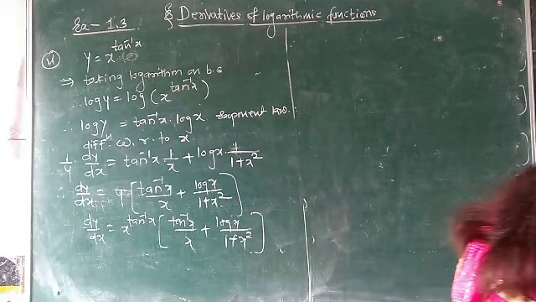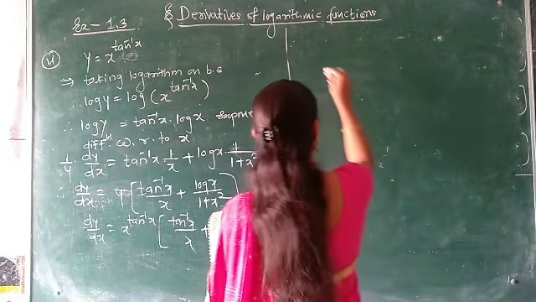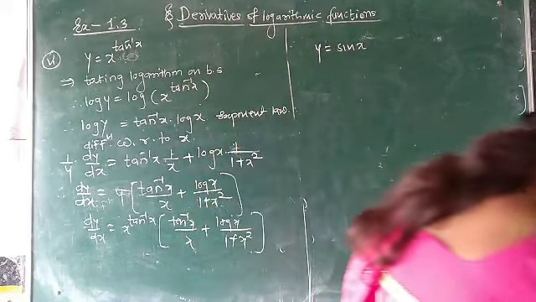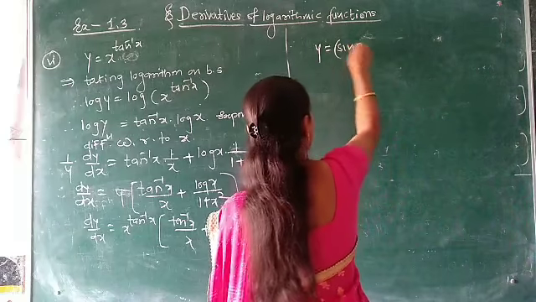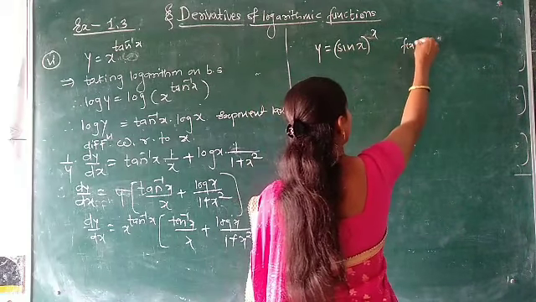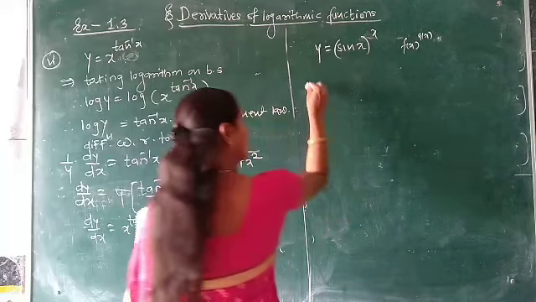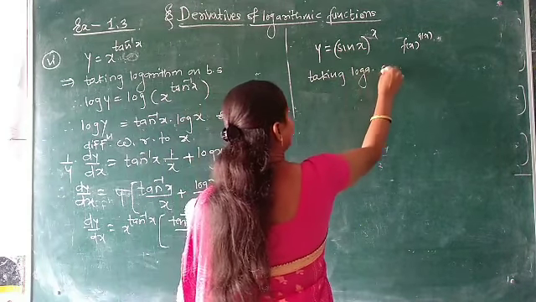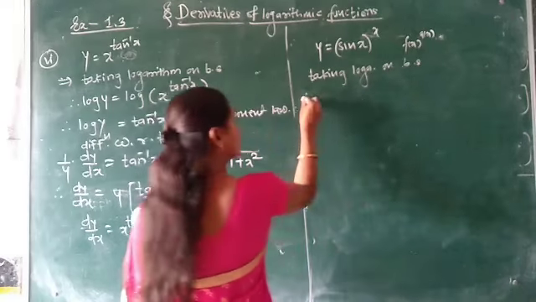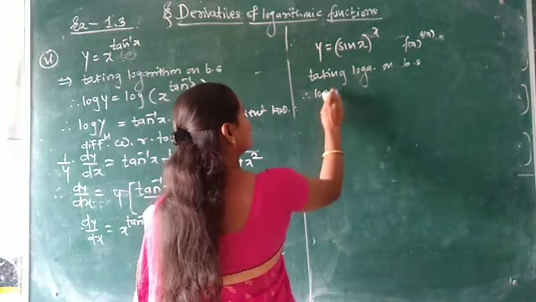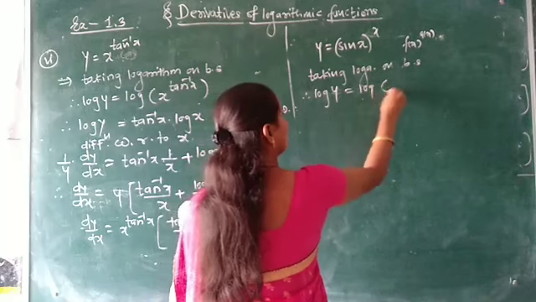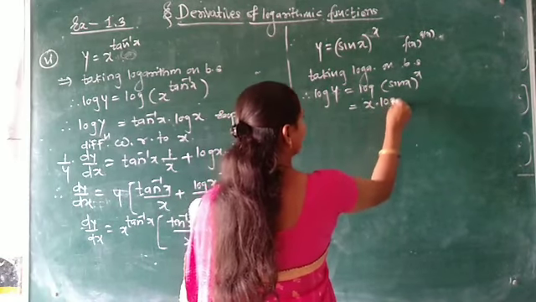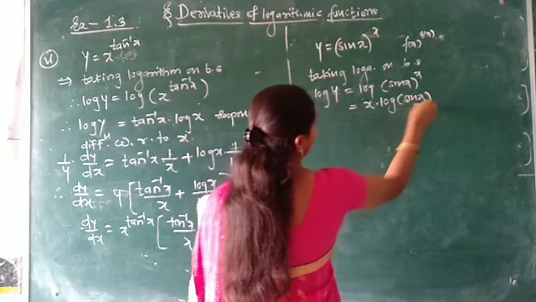Notice question 7 here, that is sin x raised to x. (sin x) whole bracket raised to x, again which is in the form of f of x raised to g of x. Taking logarithm on both sides. So log y is equal to log of (sin x) raised to x, which is equal to x into log of sin x.